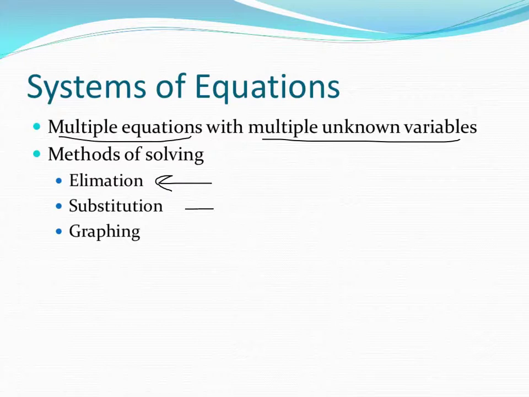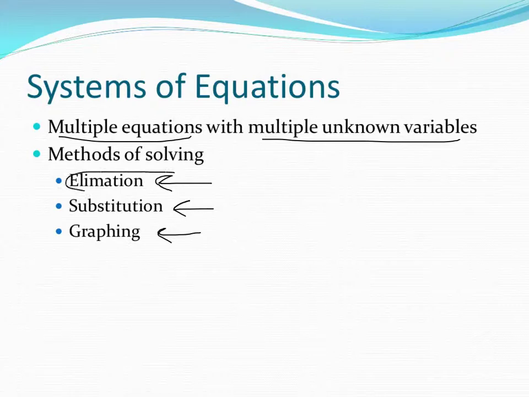You can also do the substitution method, solving for one of the two variables and then substituting that equation back in to the original equations. You can also do them graphically because systems of equations involve finding the intersection points between graphs. Certainly your calculator is capable of doing that, Desmos is capable of doing that, but oftentimes it is an estimate when you're using the graphing method of solving a system of equations.